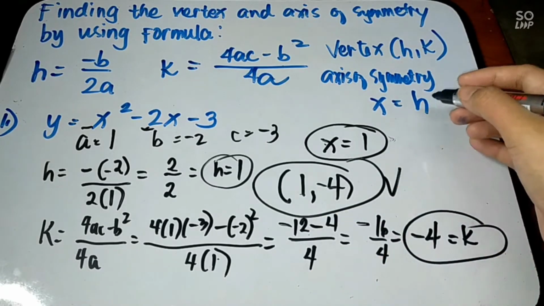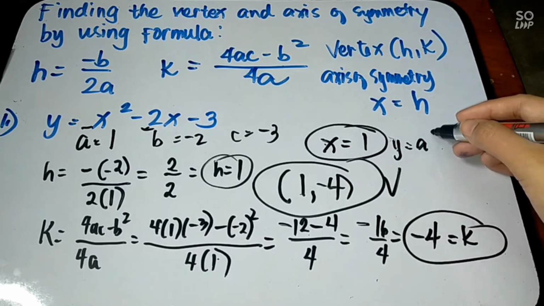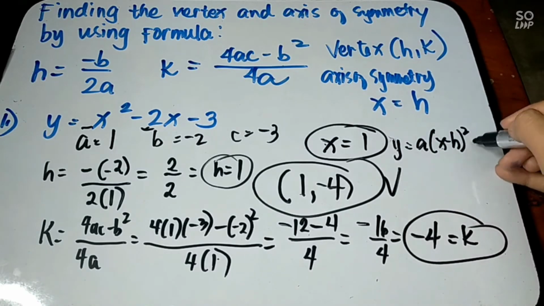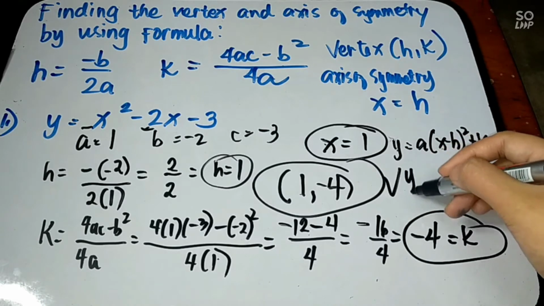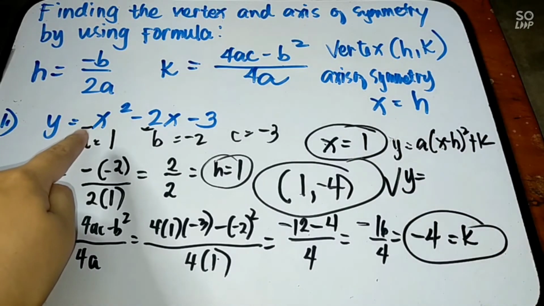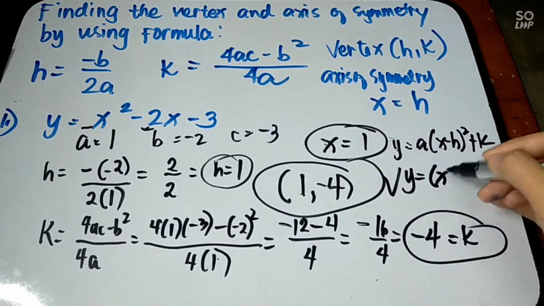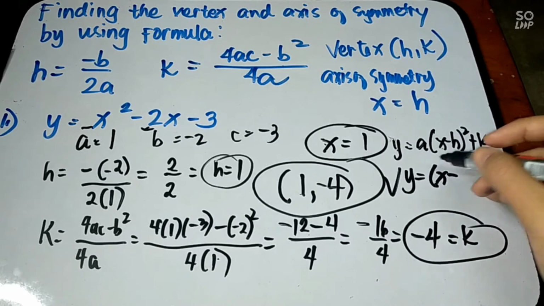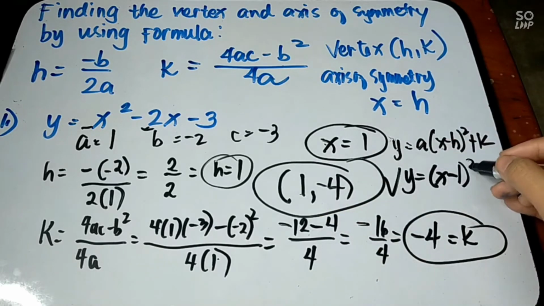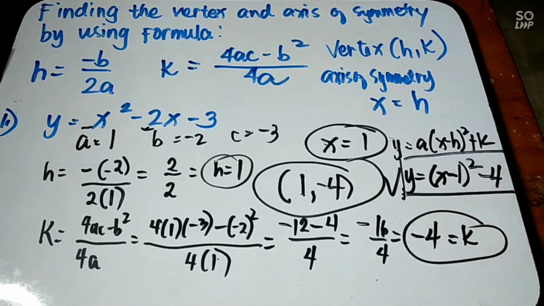So, kung gagawin mo siyang equation, di ba ang equation natin ay vertex form, y equals A times x minus h squared plus k. Substitute mo lang. Y is equals to, wala kang numerical dito, kaya wala tayong A. So, 1 lang yon. Open parenthesis, just write x. Then, minus, copy 1, squared. Then, yung k mo, magiging negative 4. Minus 4. This is now your vertex form.